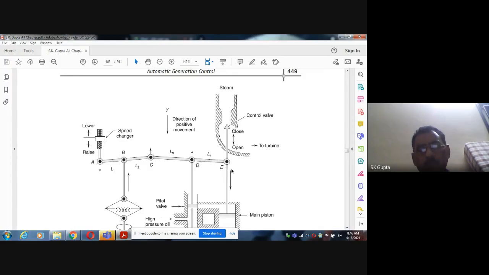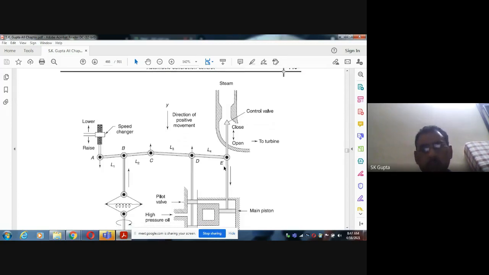Movement in D because of movement in E. अगर आपका ये फिक्स कर रखा है, if you make this hinge fixed and you make this go downward by YE, what will be the change in this? So you can say YE divided by L4 plus L3 is equal to YD divided by L3. Okay. So now YD is equal to L3 divided by L3 plus L4 into YE.